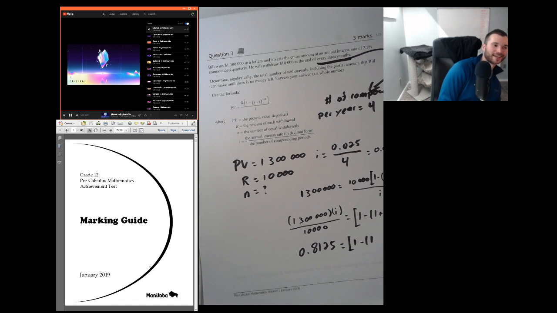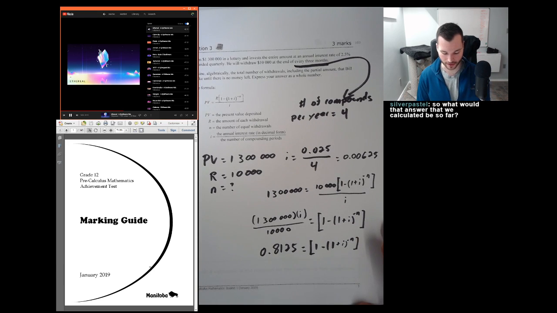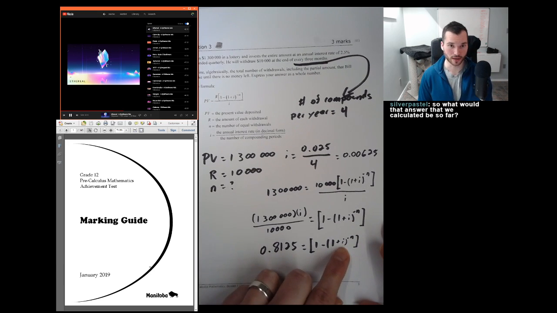Okay. Let's go back. So 1 plus i to the negative n. Okay, so now we're at this point. Let's just keep on going. We're just really doing some simplifying work now. So I'm going to put in what i is.